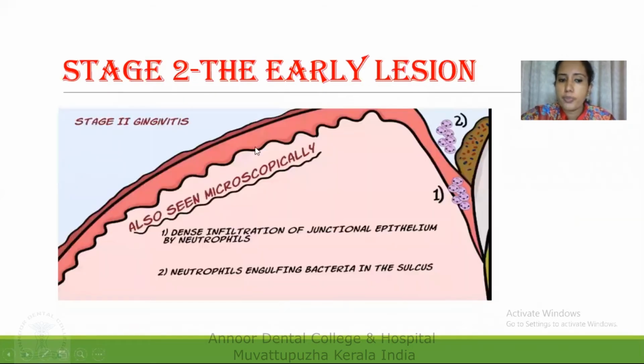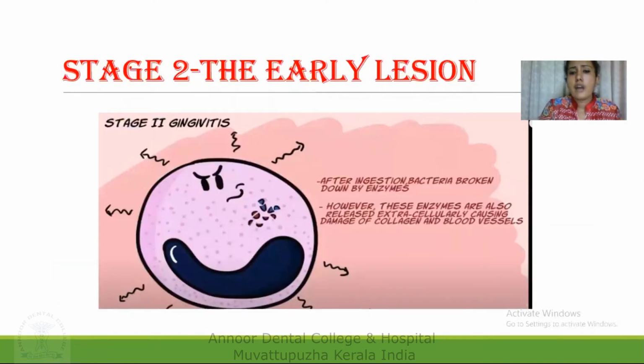Now, microscopically, there is a dense infiltration of the junctional epithelium by neutrophils. See, here the junctional epithelium is densely infiltrated by neutrophils, and we can see neutrophils engulfing the bacteria in the sulcus. Now, after the ingestion of the bacteria, the bacteria is broken down by enzymes. However, some of these enzymes are also released extracellularly, and they will damage the collagen and the blood vessels.